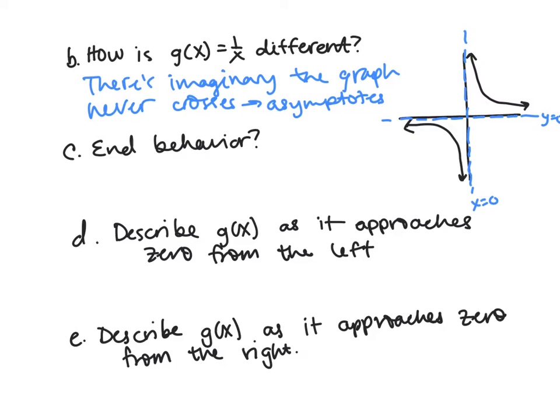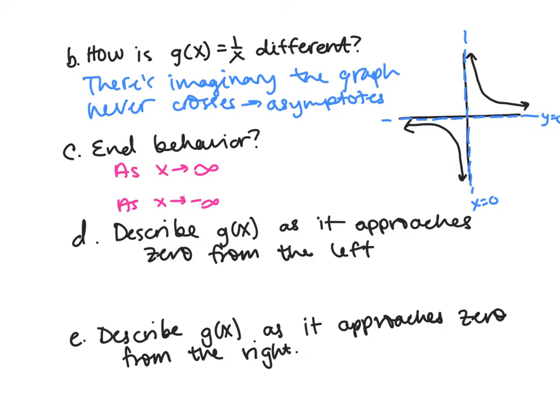And these will be a part of all of these rational graphs. Whenever there's a variable in the denominator, these lines will exist. So the end behavior for these, remember end behavior talks about when we look to the right, and when we look to the left, as we go to negative infinity.